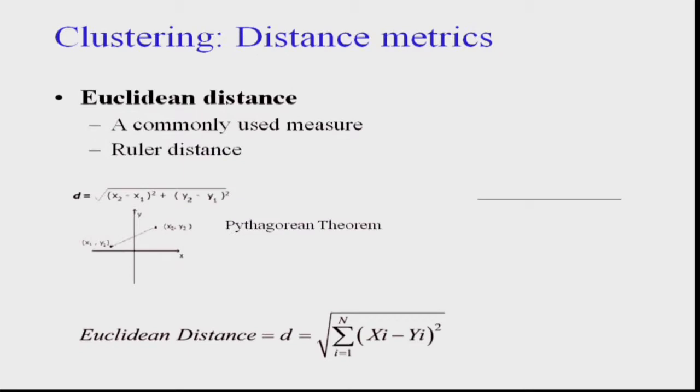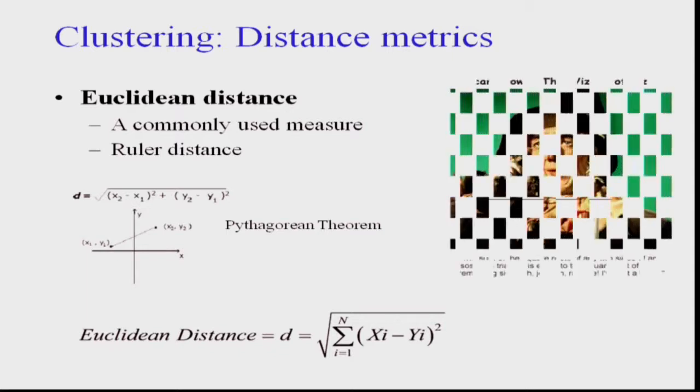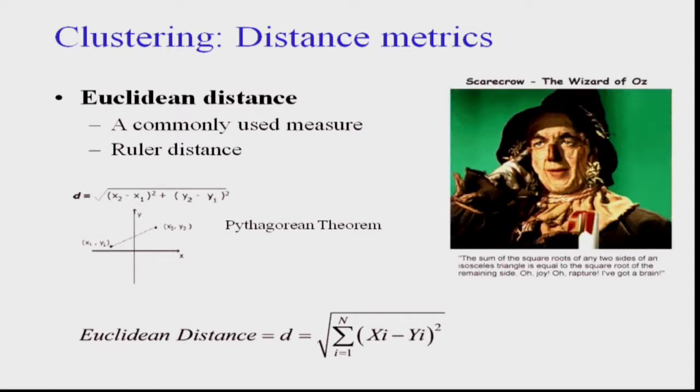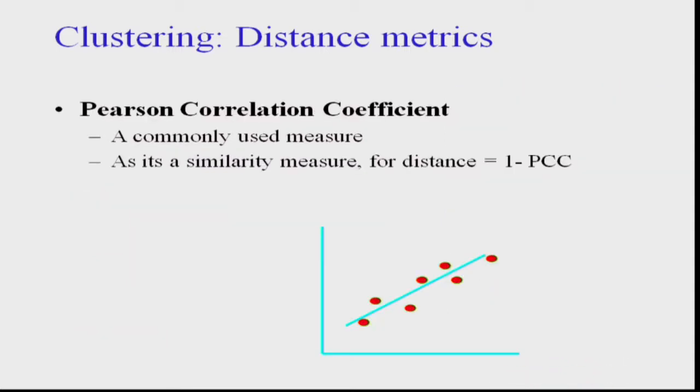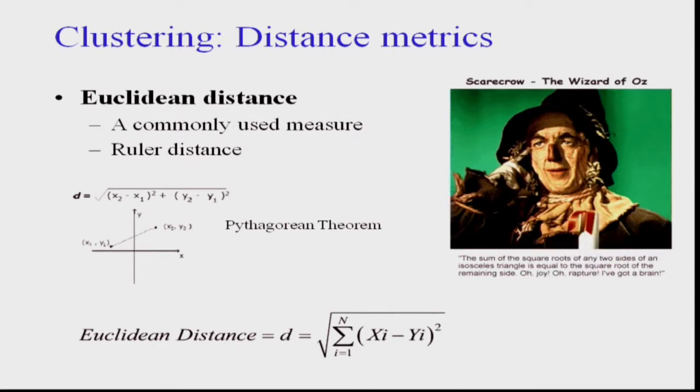Euclidean distance, you probably remember your Pythagoras theorem, that's a case of the Euclidean distance. It's the straightforward ruler distance. This is not Euclidean distance. If you ever go to a pub trivia, can anybody say what was wrong there? It's not an isosceles, it's a right angle triangle. Yeah. You know when the wizard gives the Scarecrow his brain and he says, the sum of the squares of any 2 sides, and he thinks I have a brain, but he doesn't.